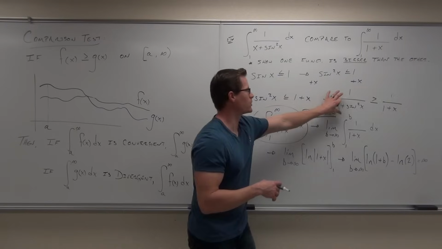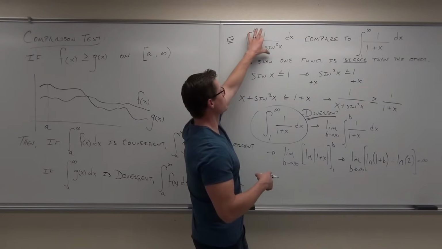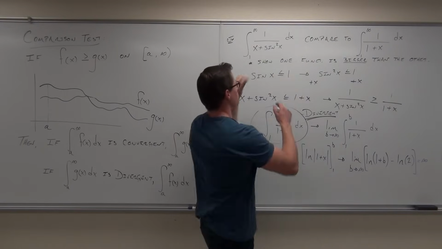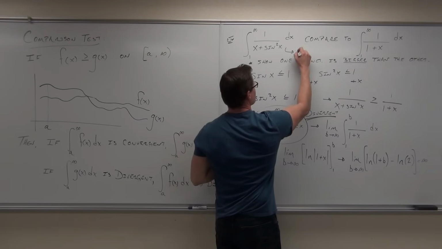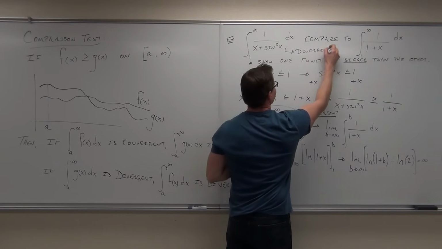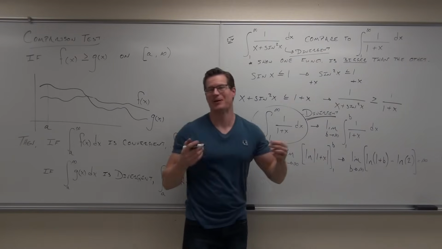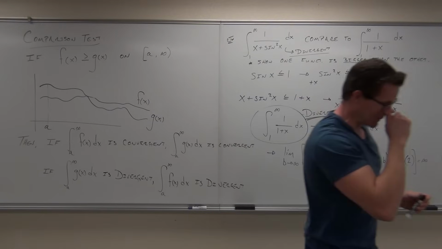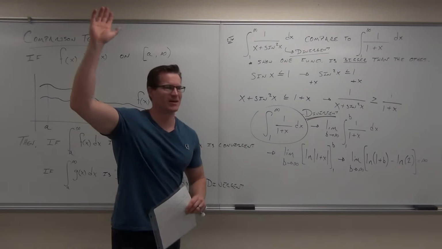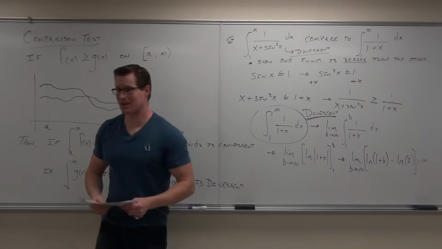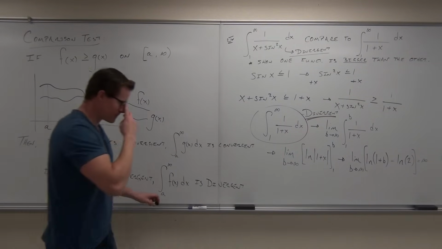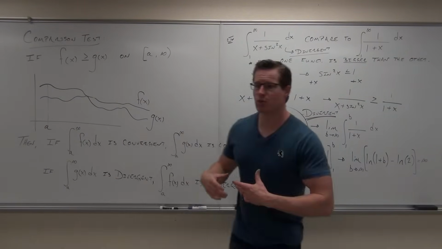Since this function is always bigger than this function, the area under this curve is always bigger than the area under that curve. So if this is divergent, this also has to be divergent. So that's infinity plus bigger. It doesn't matter. It's still going to be divergent. What I want to know is if that stuff made sense to you guys. Are there any questions about that at all? This is just telling you if it's convergent or divergent. It's not telling you what the area is.